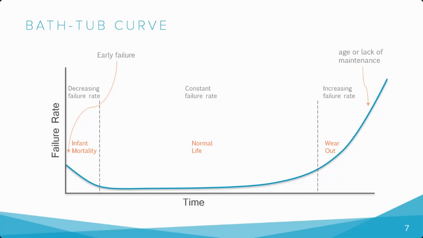So, how do we deal with this? Preventive maintenance is the most appropriate strategy for assets in this stage. You can also leverage predictive maintenance to maximize asset life.